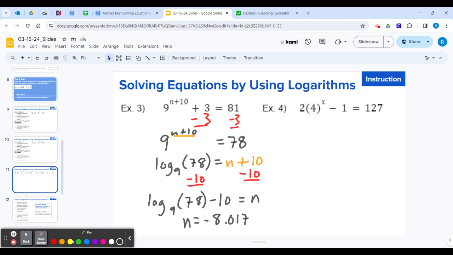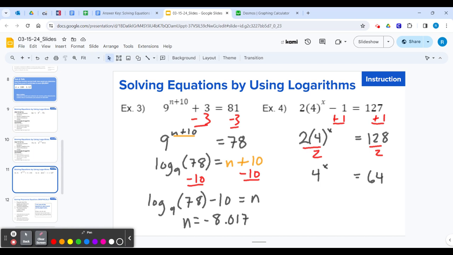Now, example 4, kind of similar approach, a little more complicated because we have two things happening to our exponential. We have it multiplied by 2, we have it subtracted by 1. So we should move that 1 away first. We're going to add 1 to both sides. That leaves us with 2 times 4 to the x equals 128. Now we need to divide both sides by 2 to get that exponential all by itself. So now we get 4 to the x equals 128 divided by 2, which is 64.